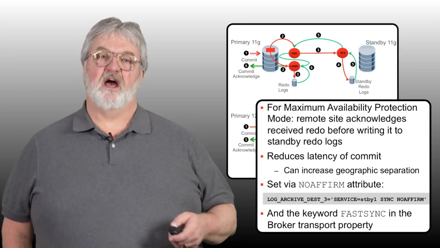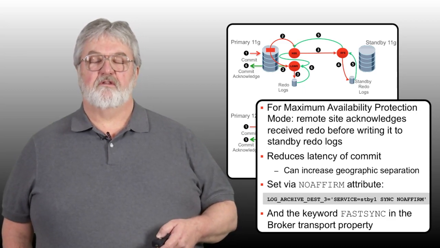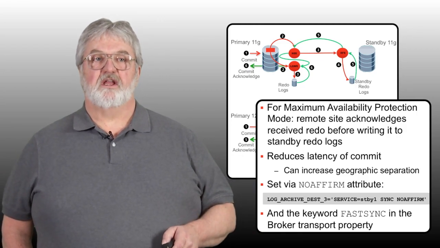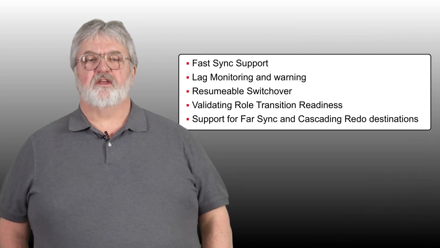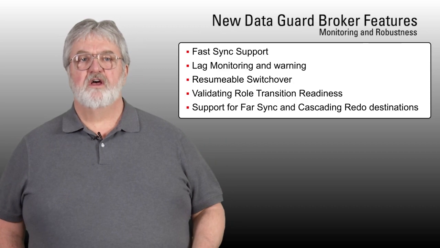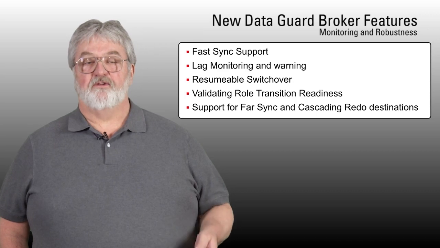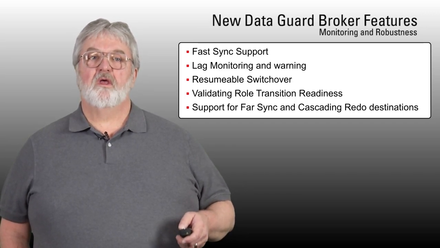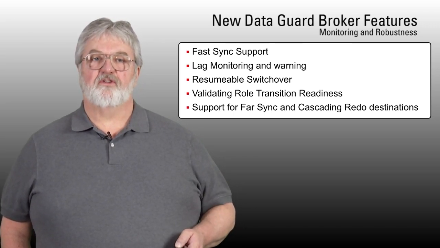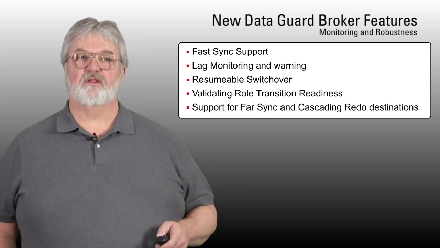In the broker we actually added a new keyword called FastSync to enable the ability to send zero data loss transmissions in this manner at a reduced impact to your production database. Several other things that have happened in Data Guard is a lot of the Data Guard broker support for all of these new features, such as the ability to use Fast Sync. We've also improved lag monitoring and giving you much more warnings when things do occur. We've improved the switchover robustness so that if something does happen during a switchover, you can resume where you left off rather than having to recreate everything.